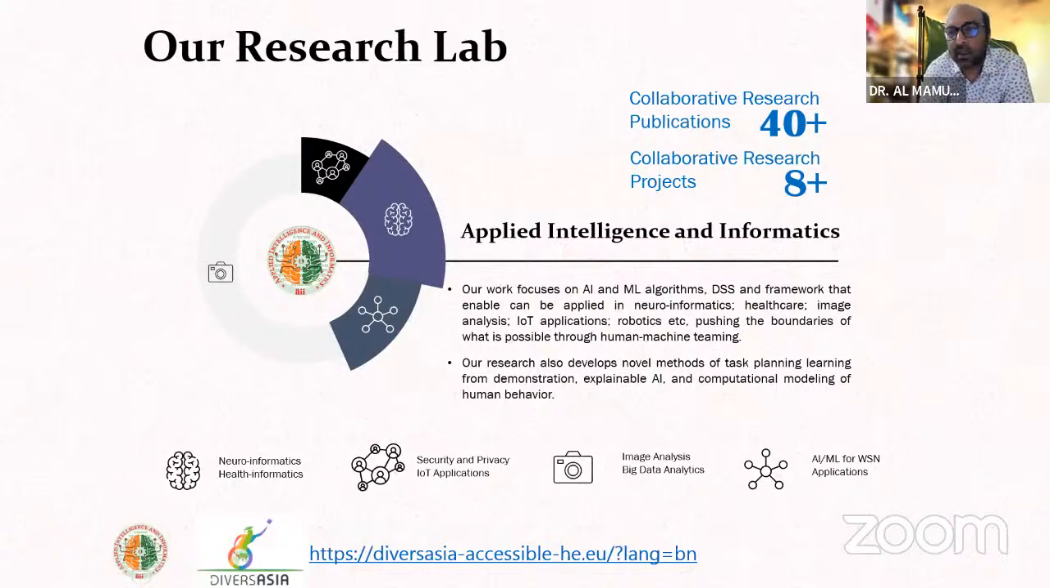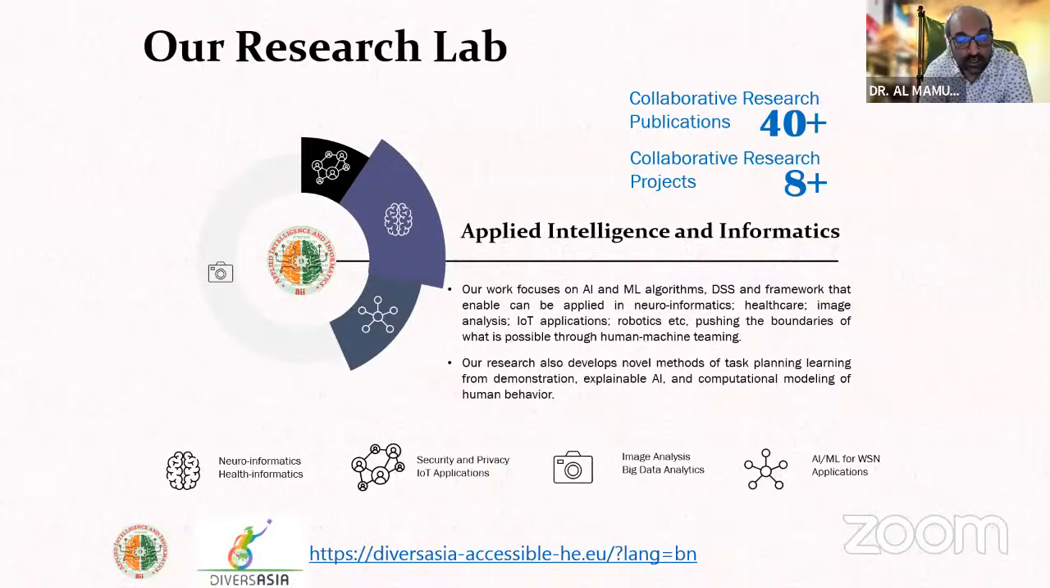With this collaboration, we have published 40 plus international papers, and the total impact factor is 62. It's a very good one. Collaborative research projects are running. We have completed 8, and 2 are running now. Our basic research has developed novel methods of planning, learning from demonstration, explainable AI, and computational modeling.